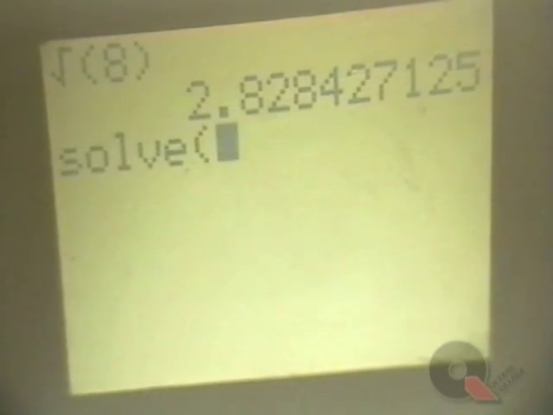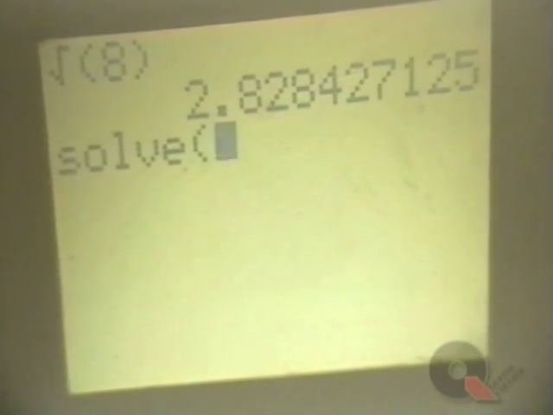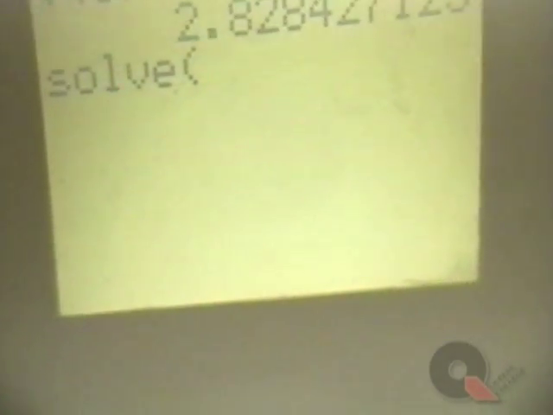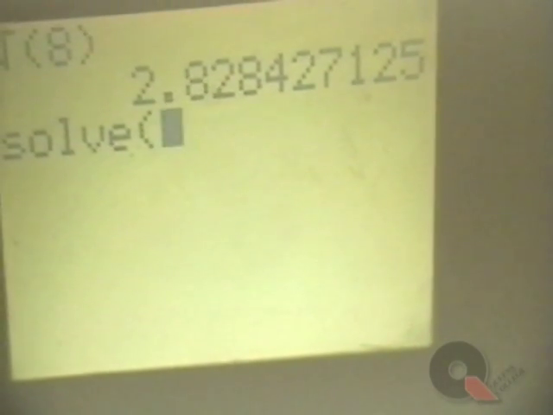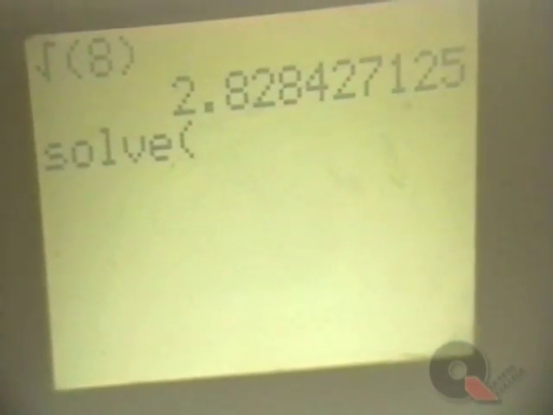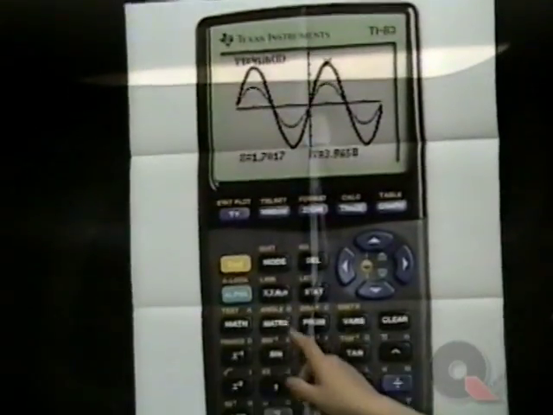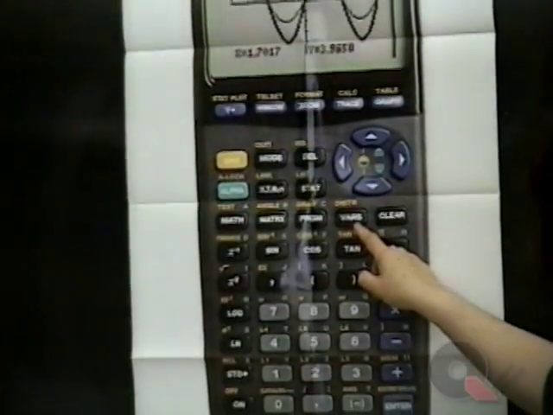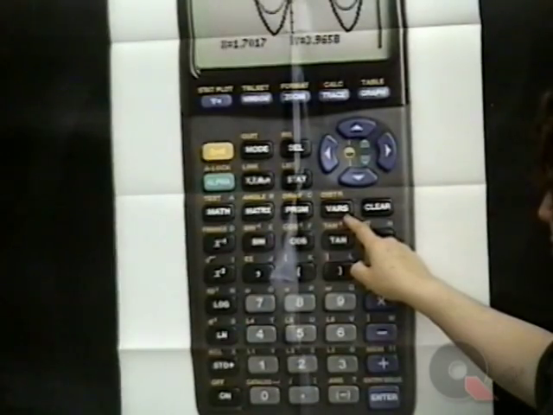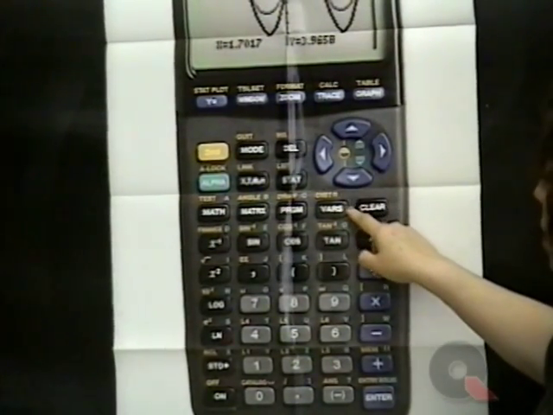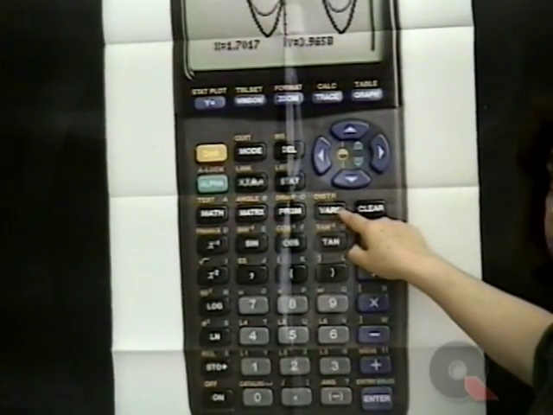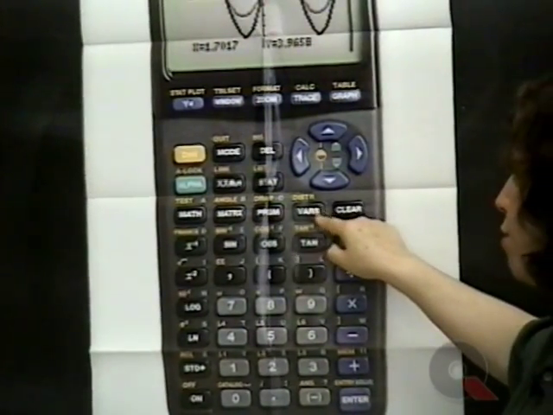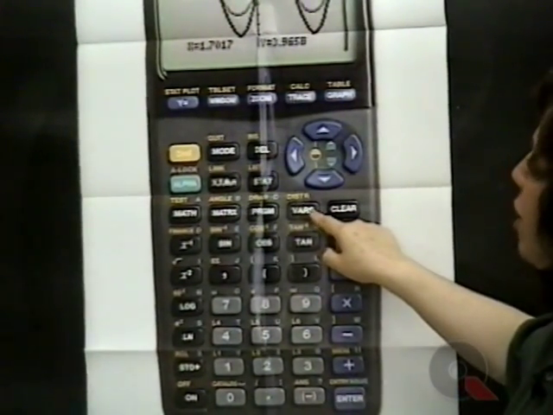Now, for my guess, what I want to enter is y1, x, and my guess, let's say 2. And then I'm going to hit enter. Now let's punch this in. Now how do I punch in y1? I'm going to hit the variable key, VARS, variables. It's going to give me a choice of x variables or y variables. I'm going to scroll over to y variables and enter in y1.